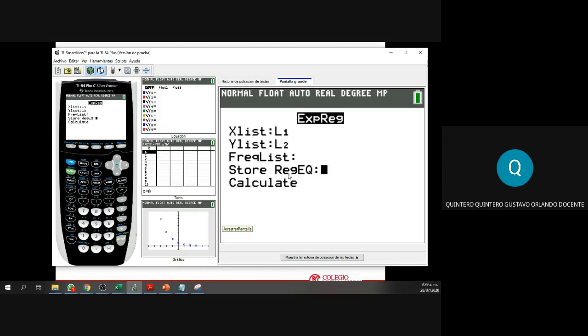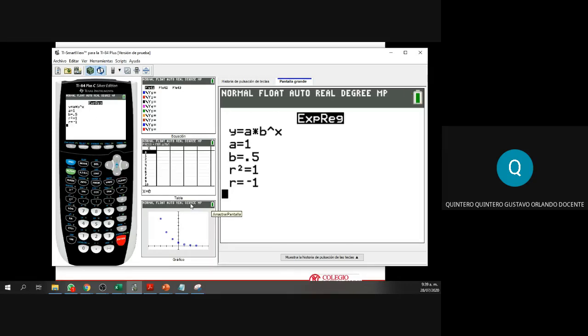So after we are done with this, we go to calculate and we press enter. The calculator is going to take a couple of seconds and then it's going to show us this. Now, some of you may not have this last part, the R squared and R. These two R's. That is okay. If you don't have this, that is okay. You only care about the Y, the A, and the B. Okay, guys? How do you read the information here?